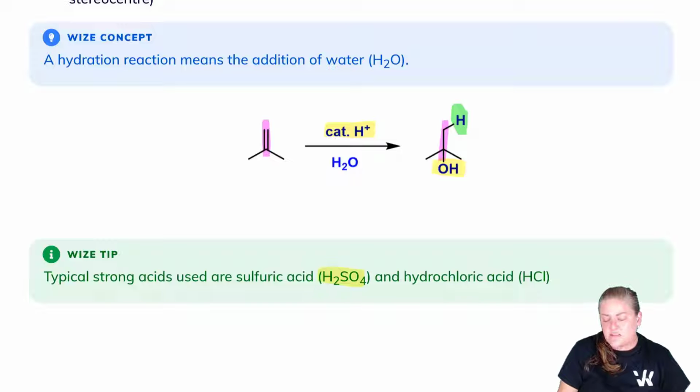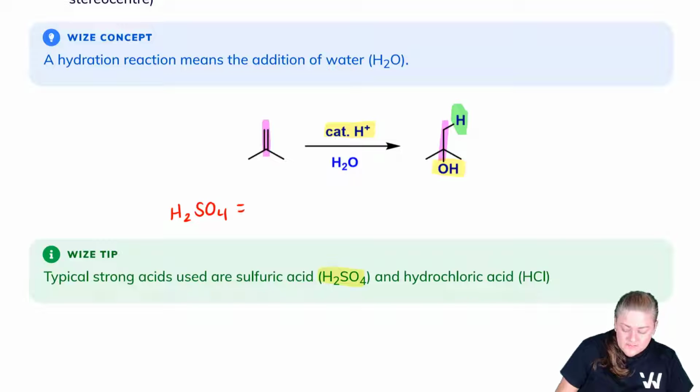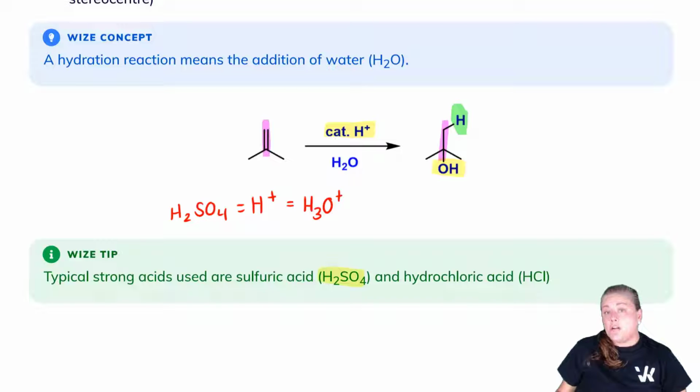Keep in mind that there's a lot of equivalencies in organic chemistry. So if you see H2SO4, this means that you have a proton source, which can commonly be written as a hydronium. All of these are synonymous with each other, so keep that in mind as you're working through organic chemistry problems. As we did before, now let's work through the mechanism.